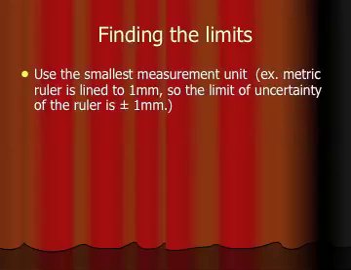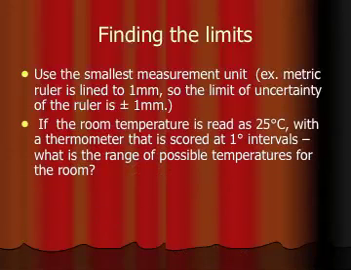So how can you determine the limit of uncertainty if the manufacturer doesn't tell you? Well, one way is to use the smallest measurement unit. That means, what is the smallest number that you can see in your measuring device? What are the increments in your measuring device? For example, a metric ruler, just a regular ruler, is lined to 1 millimeter. That means that all the little lines tell you up to the size that is 1 millimeter. So in this case of the metric ruler, the limit of uncertainty of the ruler is plus minus 1 millimeter. Okay, that is the smallest measuring unit.